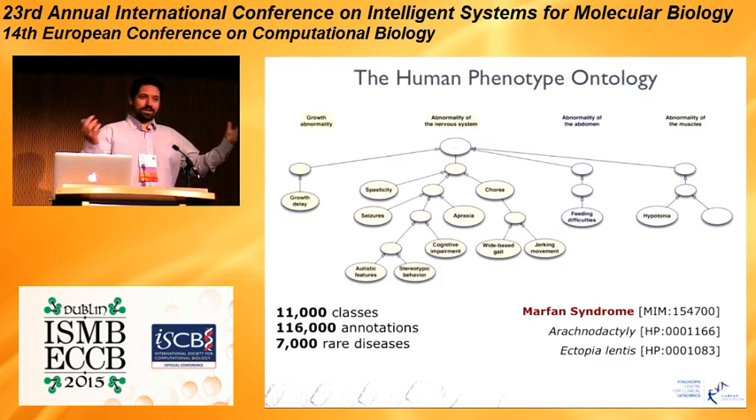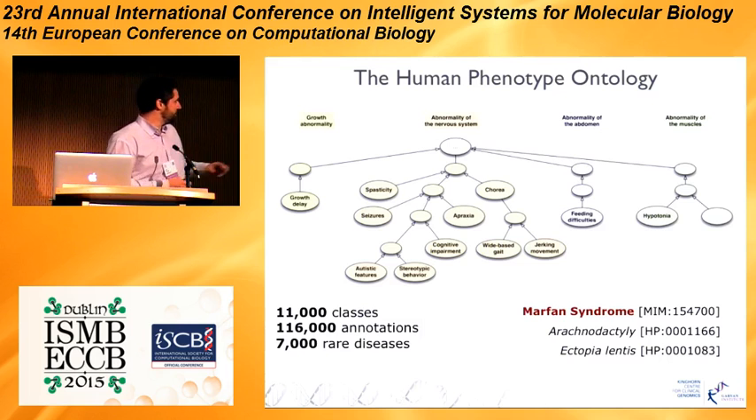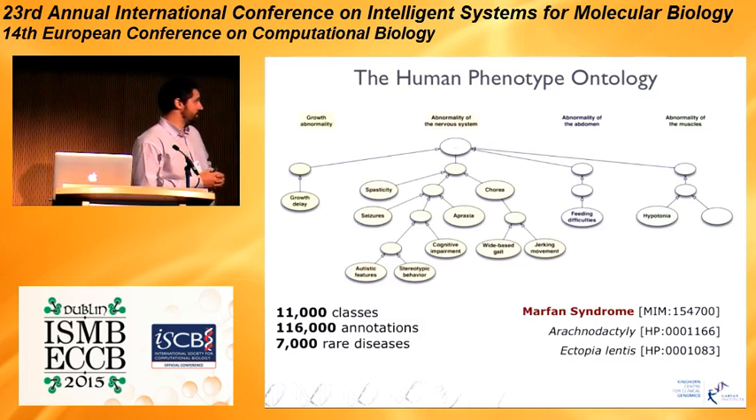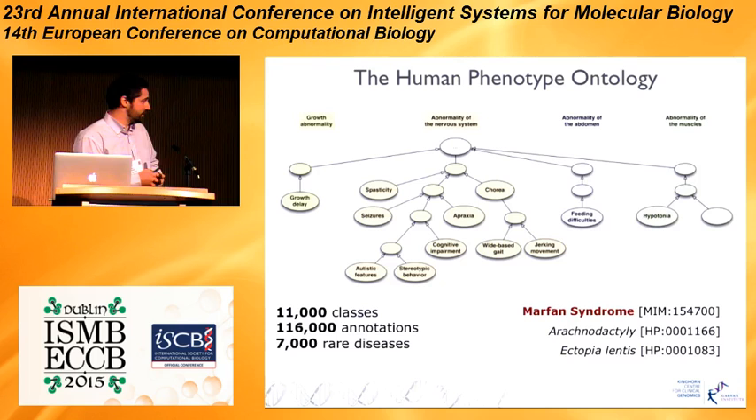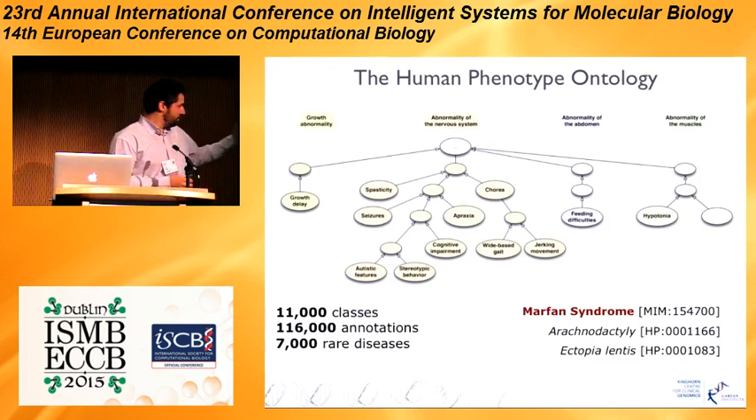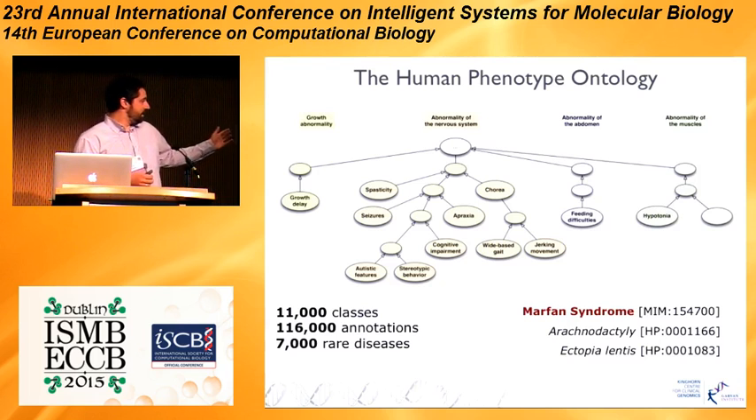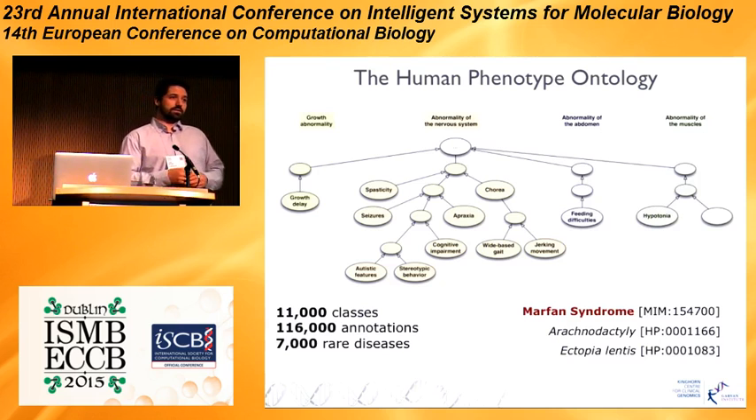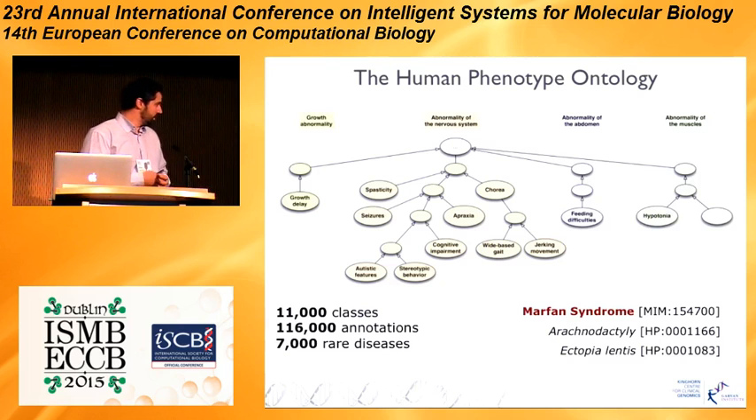As you all know, it's one of the ontologies in phenotype modeling that has gained quite a lot of traction. It has 21 top-level categories, organizing knowledge by organ systems and abnormalities of different organ systems. It has 11,000 classes and 100,000 plus annotations for around 7,000 rare disorders.